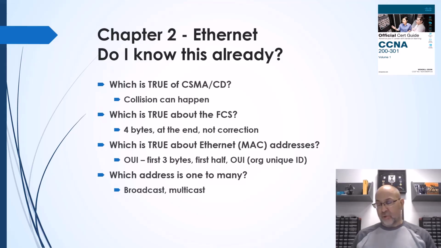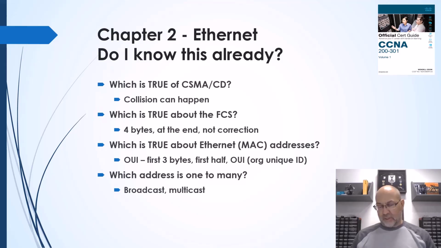Which of the following is true about the format of Ethernet addresses? Now, this was a little bit tricky as well. The OUI, or Organizationally Unique Identifier, is in the front part of the MAC address. And again, I'll show you some examples later on, but it's the first 3 bytes. But you might also go, wait a minute, isn't that the first half? Well, you had to know, of course, that a MAC address is 6 bytes long, and then the first half is 3 bytes. So it was a little tricky there. So if you whiffed on that one, I totally get it.